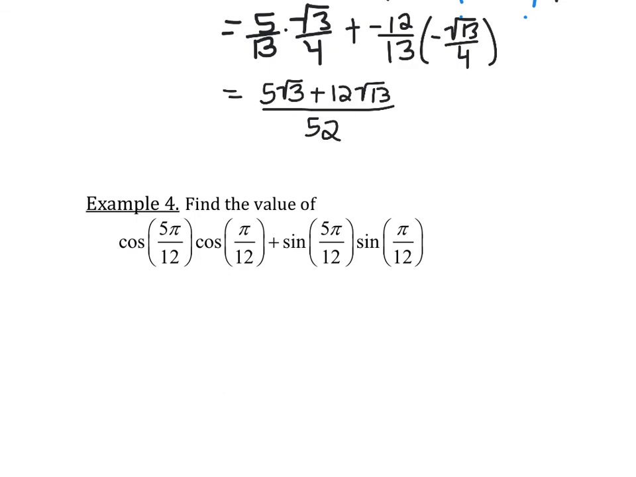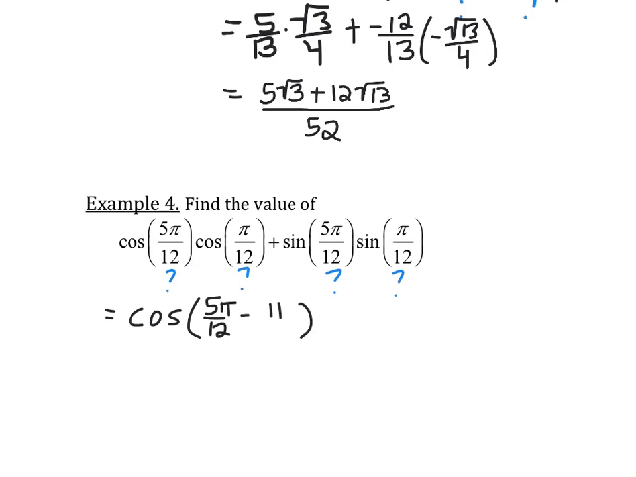We have cosine 5 pi over 12, cosine pi over 12, plus sine 5 pi over 12, sine pi over 12. And I don't know anything about 5 pi over 12 or pi over 12. And that's kind of the point. I don't want to evaluate these individually. Rather, I want to recognize this as the sum and difference identity backwards. So when I see cosine, cosine, sine, sine, that makes me think this is the cosine identity, and it's actually the difference identity because the sign between the terms is addition.